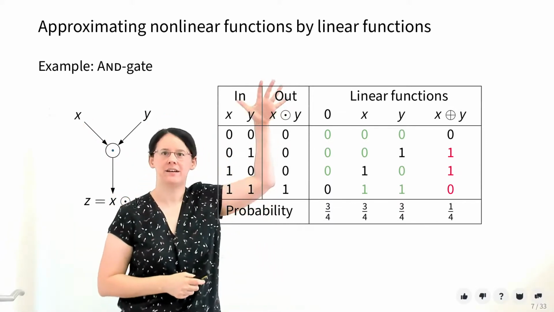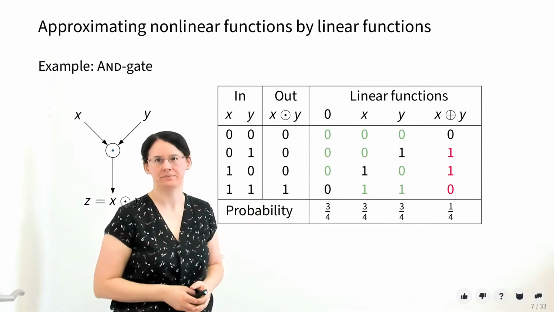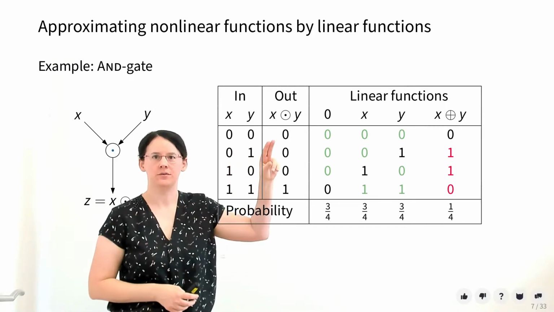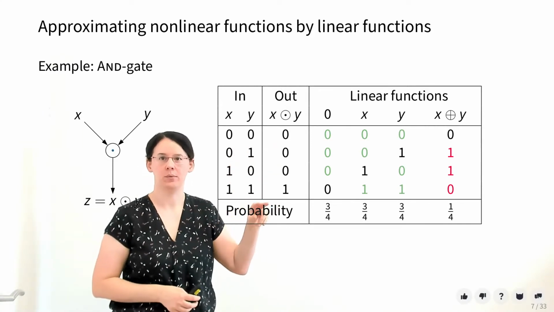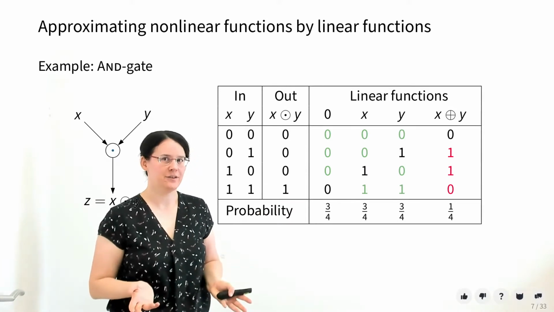And let's briefly write down the truth table of this gate. So if either one of the two inputs is 0, then the result of the AND gate is 0, and if both are 1, it's 1. So far, so easy. This is a non-linear function.